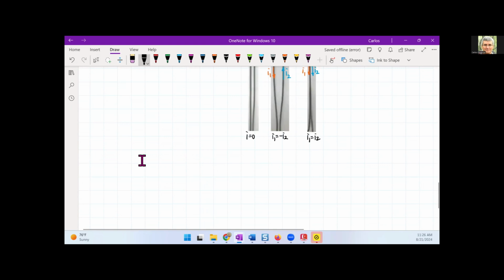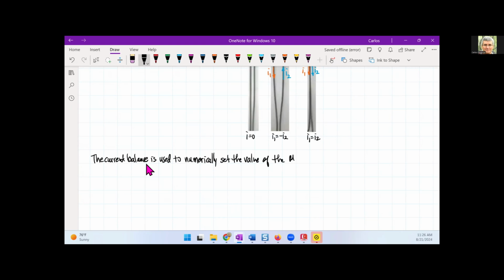So what about this current balance? The current balance is used to numerically set the value of the magnetic permeability constant of the vacuum slash air.